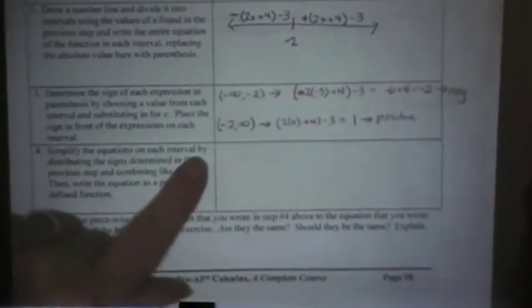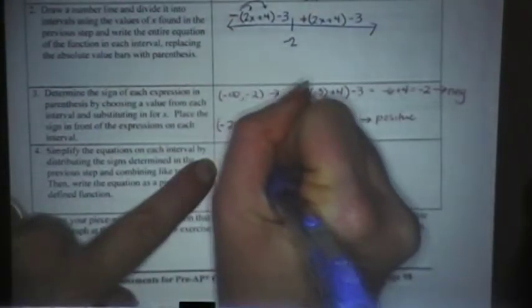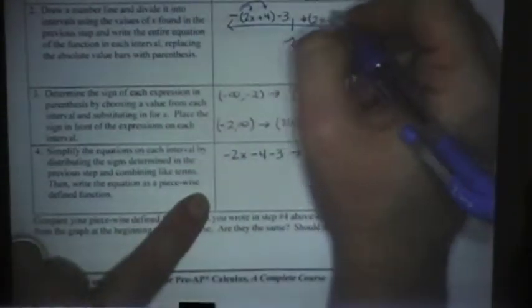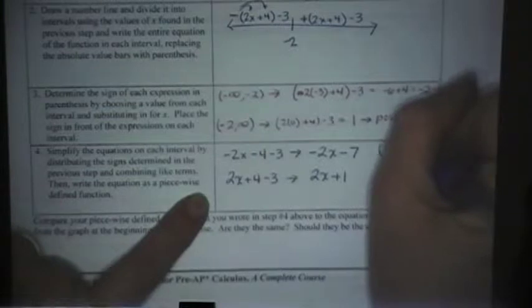So now here I'm going to simplify each of those equations by distributing the signs. So up here, I have that negative in front of the expression. I'm going to distribute it to both pieces. Now I stop right there because of that parentheses. So it ends up being -2x minus 4, and the -3 stays the same. Combine like terms, and you end up with -2x minus 7. I'm going to do the same thing for the second one. It was positive up here, so I can just distribute the positive, 2x plus 4 minus 3, which becomes 2x plus 1. Now this piece was for the interval -∞ to -2, and this piece was from -2 to infinity.